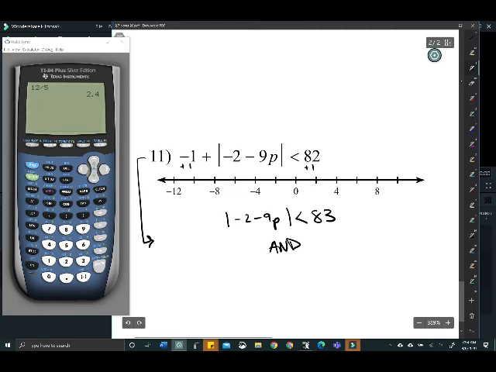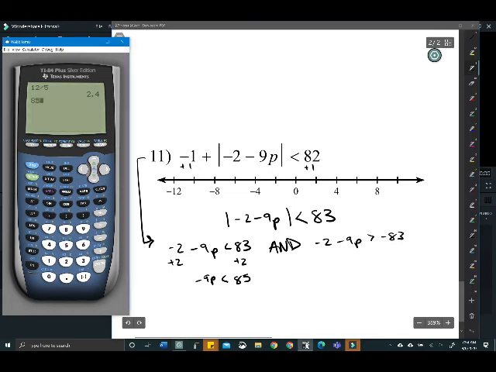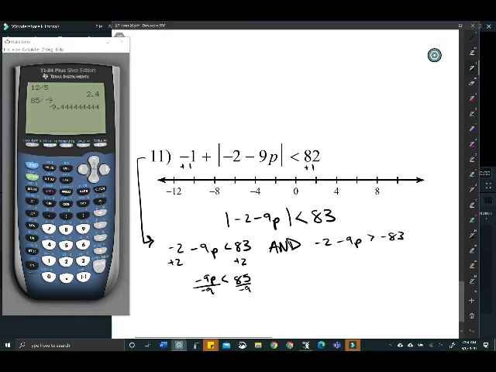Alrighty, less than. So I'm going to write that for myself here. Negative 2 minus 9p less than 83. Negative 2 minus 9p greater than negative 83. The double switch. Add 2. 85 divided by negative 9. Dividing by a negative means I better change that sign. So p is greater than about negative 9.4, repeating.